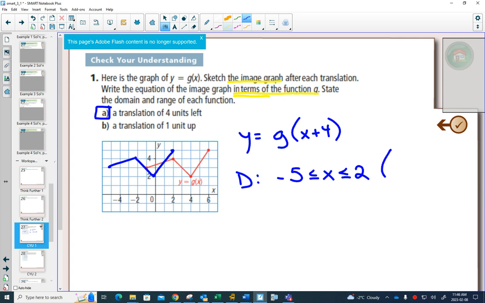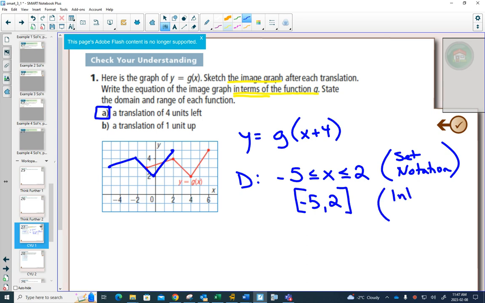This style of writing it is called set notation. I could also write -5 to 2 like this, with square brackets to say that both -5 and 2 are included. This is called interval notation.